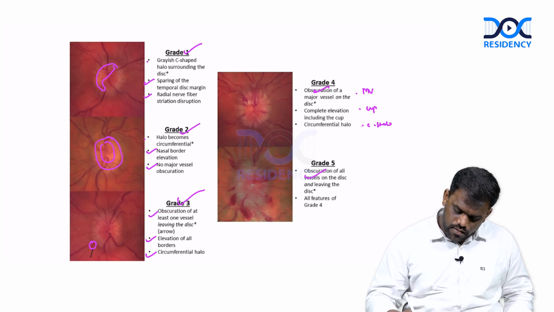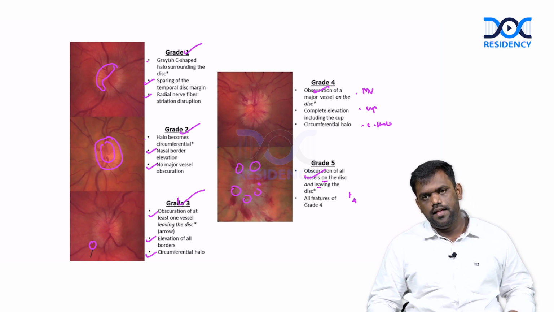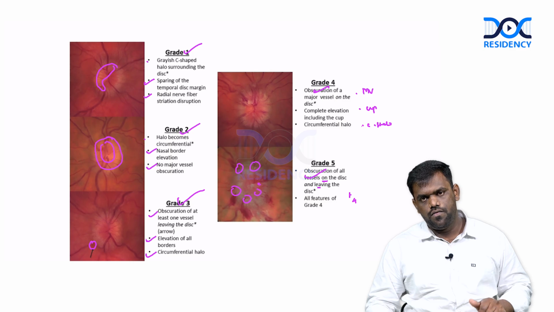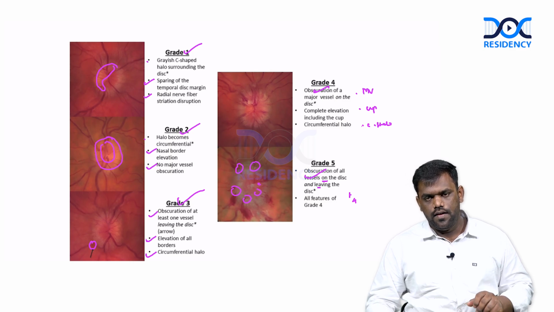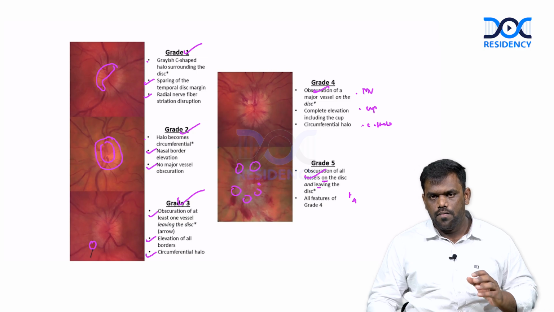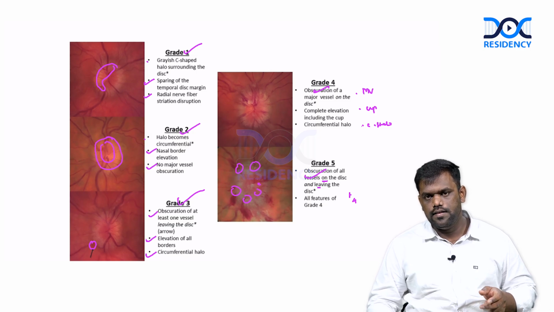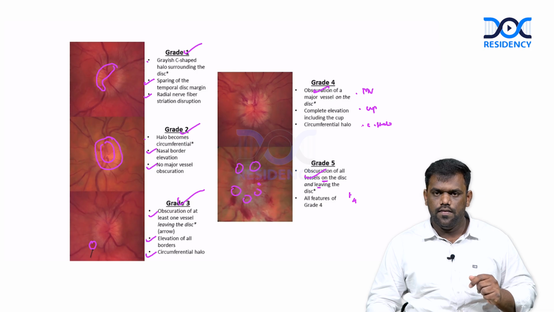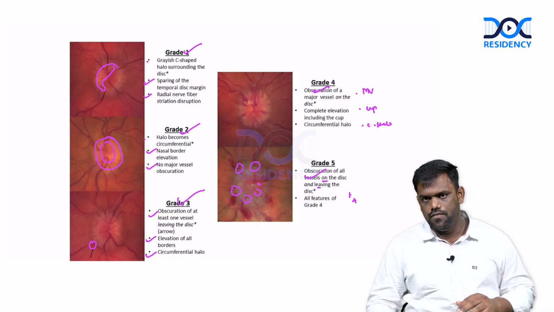Grade 5 is showing obscuration of all the vessels on the disc, especially the veins leaving the disc, which are also obscured, along with the features of grade 4. So the Friesen grading has 5 grades: 1, 2, 3, 4, 5. This varies with the presence of elevation of the borders, the presence of halos around the disc, and obscuration of the vessels around the disc.